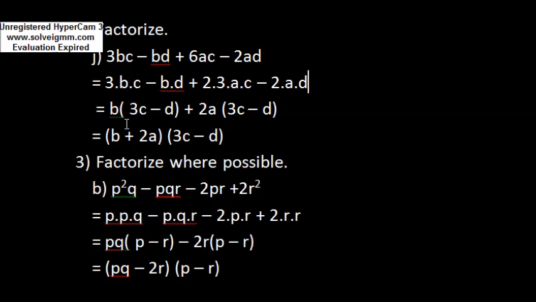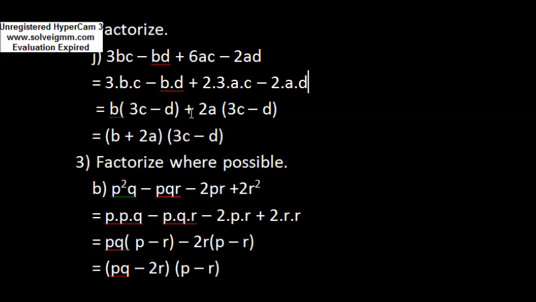Now here you will see B is common, because B is in the first term and B is also in the second term. So inside the bracket only 3C and D are left. And here we have a positive sign, so you'll take the same sign here.